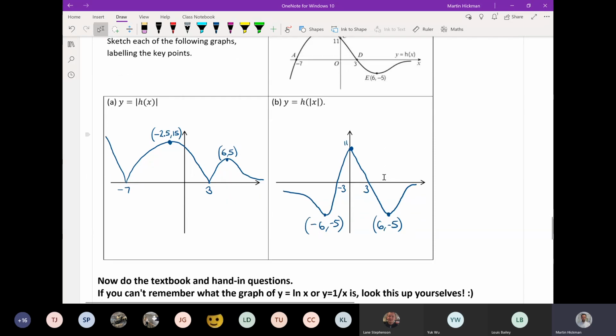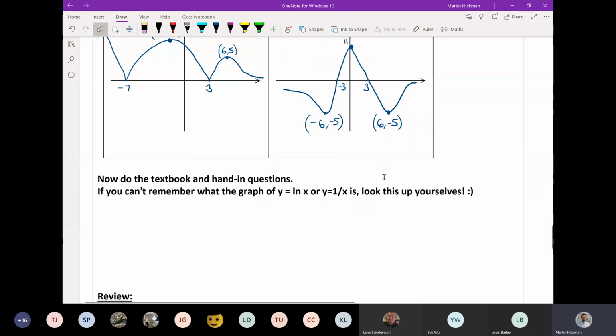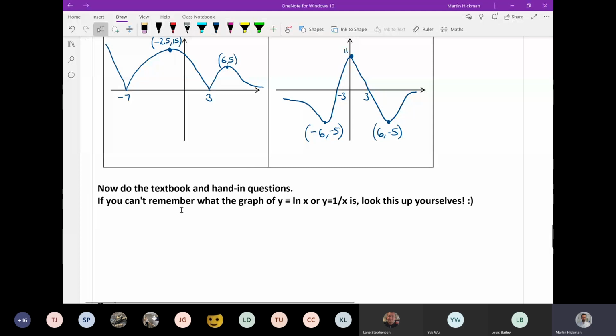Now what you're going to do, have a look at the handing questions. I know sometimes people say, well, I can't remember what y equals natural log of x looks like, or y equals 1 over x looks like. That will come up in some of the questions. So if you're not sure, just have a look back in the booklets. I believe the graph of log x was in booklet 3. So just have a look. You've got the internet available to you, so if you have forgotten that, do the research yourself.